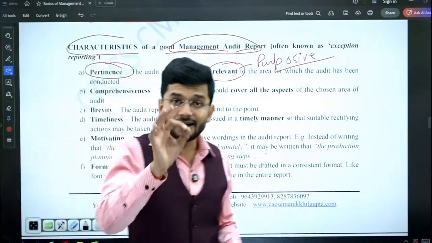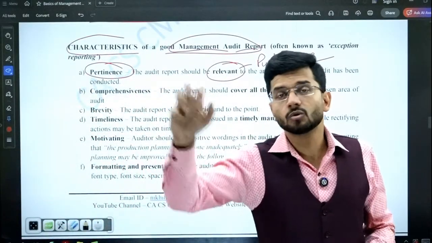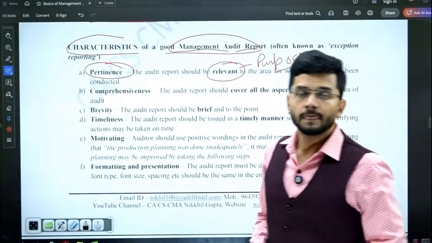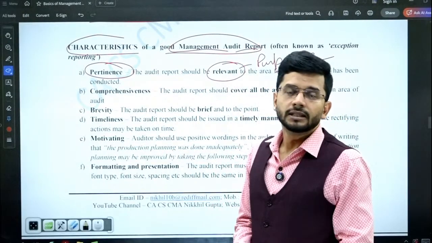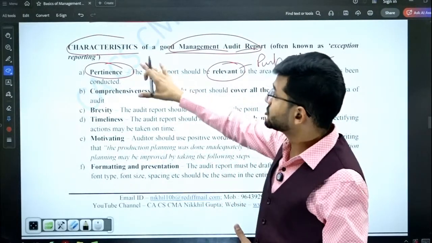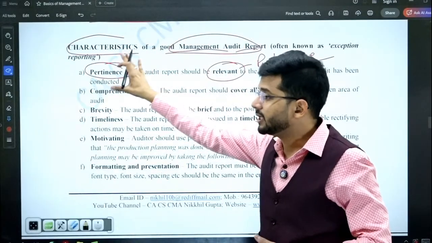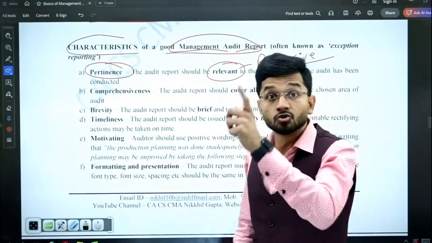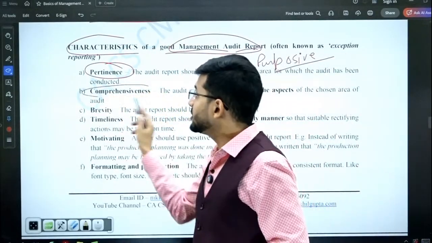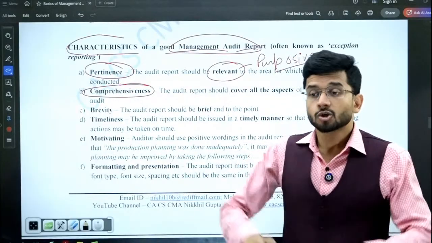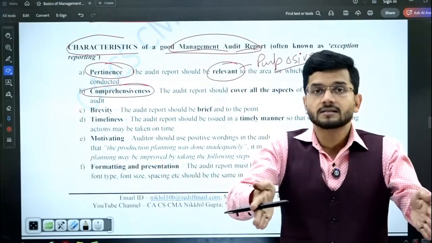So the report should be pertinent, it should be useful, it should be relevant to a particular process or a particular thing. So first and foremost, a good management audit report should be pertinent, relevant, and useful. Second, it has to be comprehensive. Comprehensive means it should cover all the aspects of that particular process.